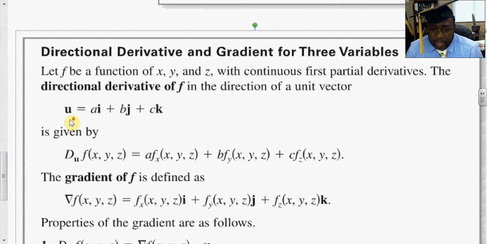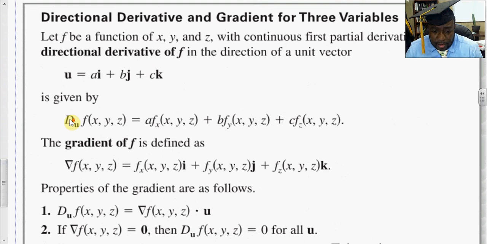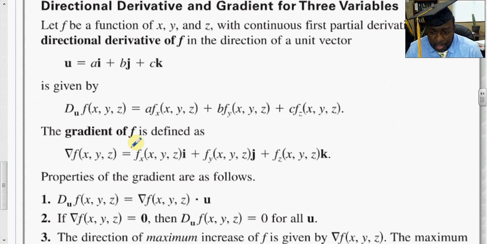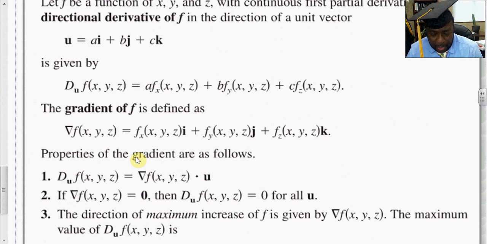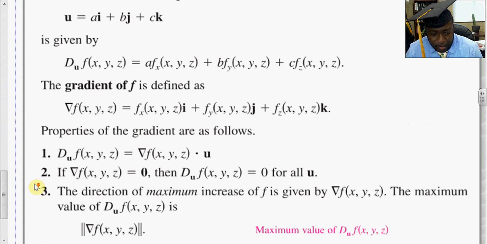The calculation of the directional derivative and the gradient for the 3 variable space is still the same argument, just expanded to a 3 variable system.